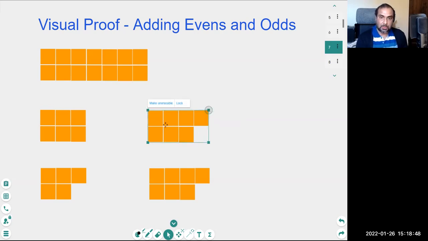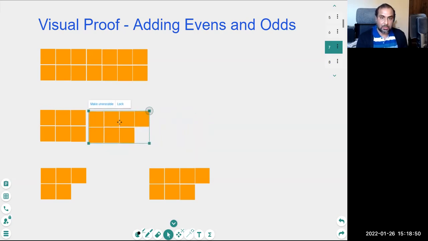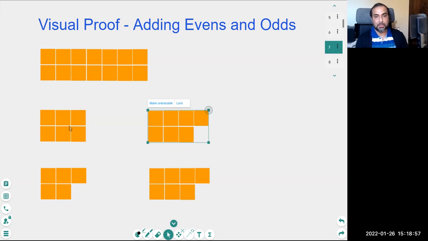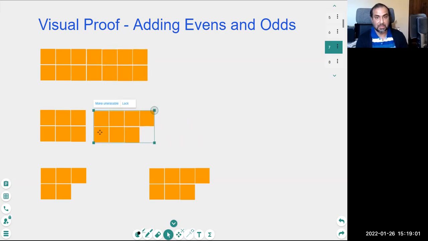Here's an even and here's an odd. What happens when you join an even with an odd? Well, the odd's got this kind of sticky out bit and the even hasn't. All odd numbers will have a sticky out bit, all even numbers won't. So push any odd number with an even number, get an odd number. So even plus odd is odd.